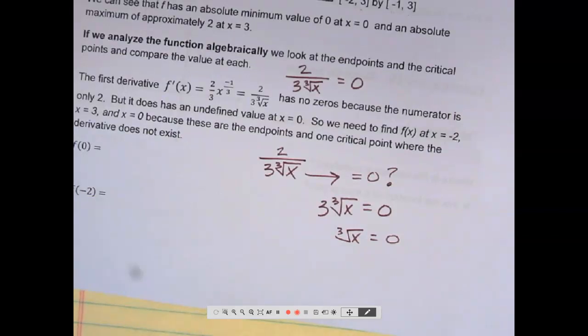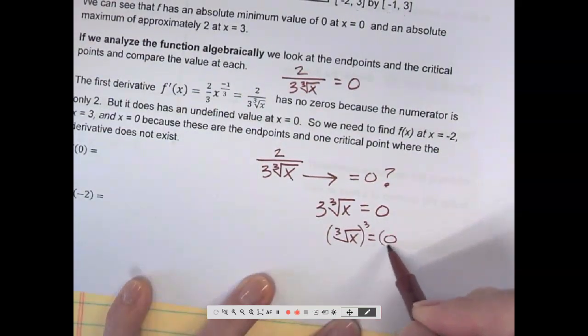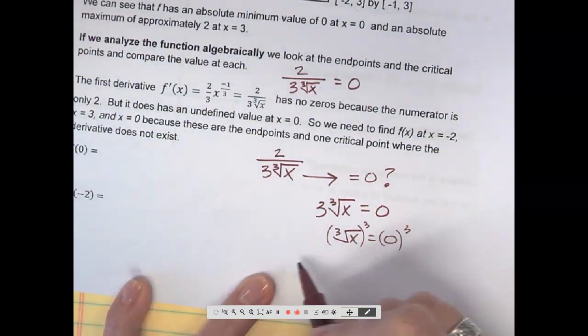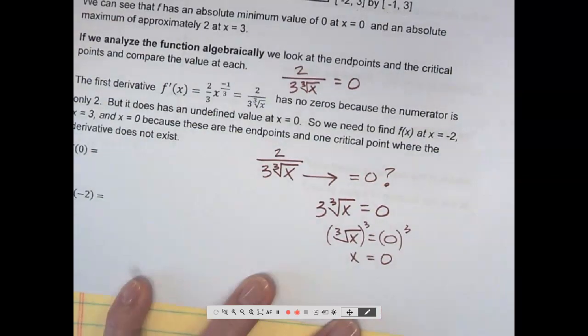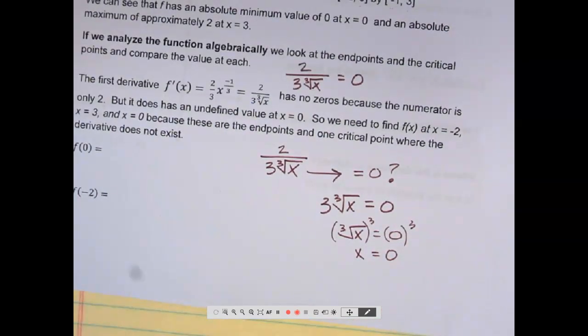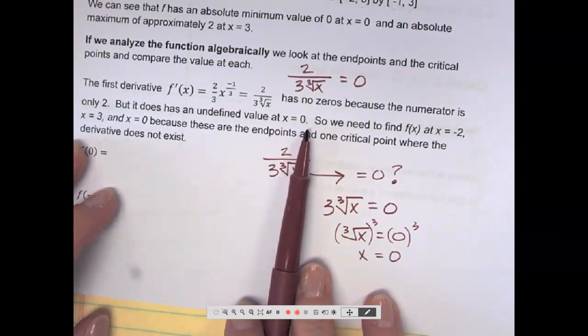What's the opposite of cube rooting? Cubing. So I would cube both sides. Cube root and cube are inverse operations. They undo each other. And 0 cubed is still 0. So there is one value of x that will make this fraction undefined, and that is 0. Okay, so that is a point of interest to me then. So the derivative has an undefined value at x equals 0.